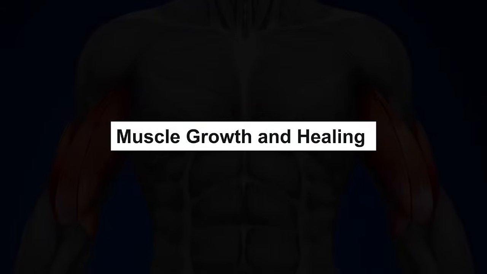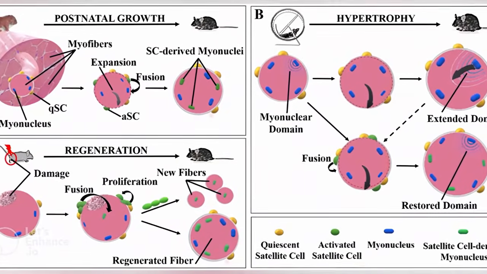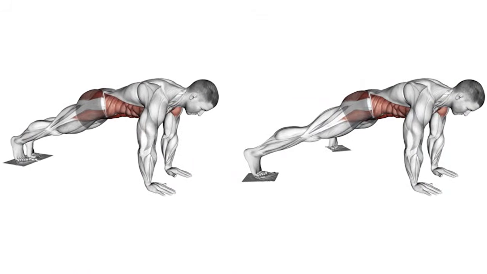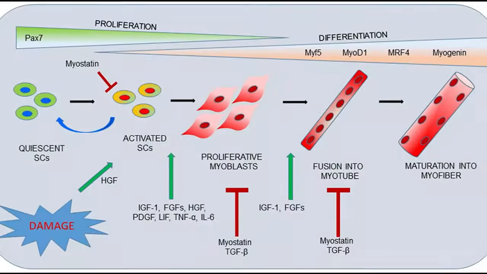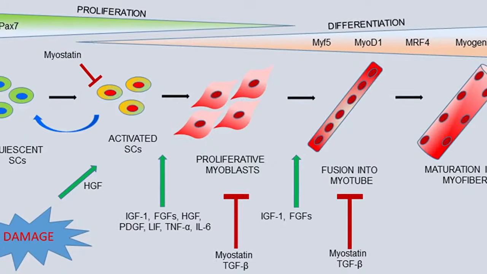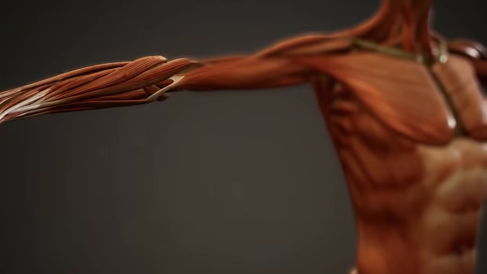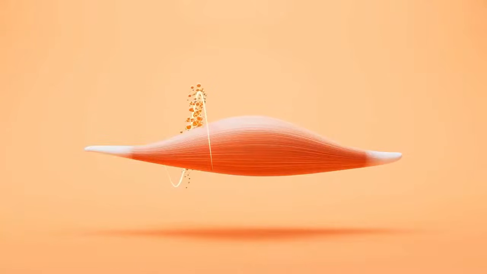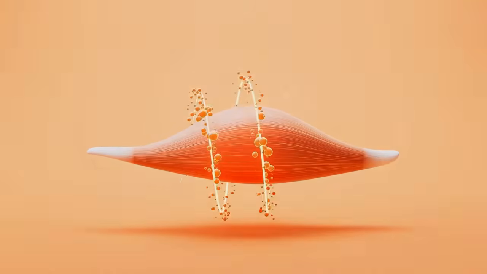Muscle growth and healing. Muscles grow and heal in interesting ways. Hypertrophy is when muscles get bigger because you use them a lot, like when you exercise. Atrophy is when muscles shrink because you don't use them. Satellite cells are special helper cells that fix and grow muscles when they're hurt. Overall, your muscles are amazing. They let you run, jump, smile, and even breathe without thinking. Taking care of your muscles with exercise, good food, and rest helps them stay strong and healthy.